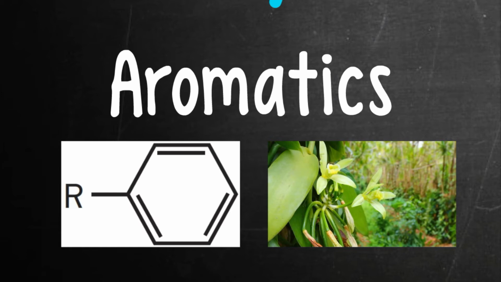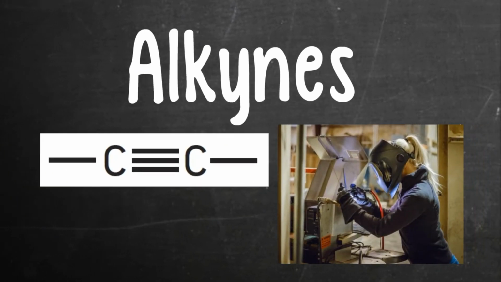The final unsaturated hydrocarbon is an alkyne. An example of an alkyne is acetylene, which is used in welding. We can easily identify alkynes because they contain carbon-carbon triple bonds.